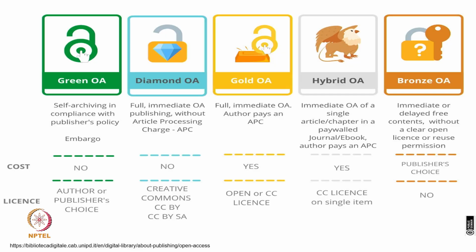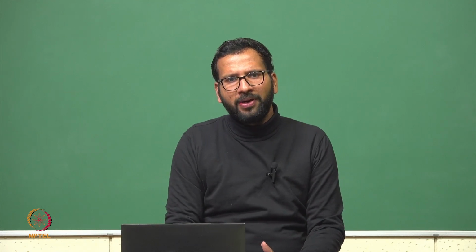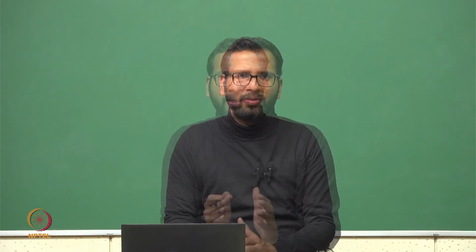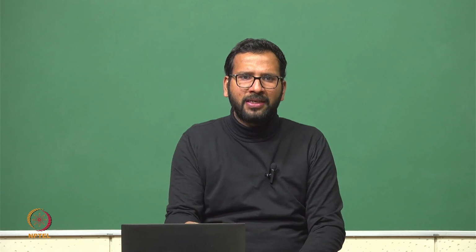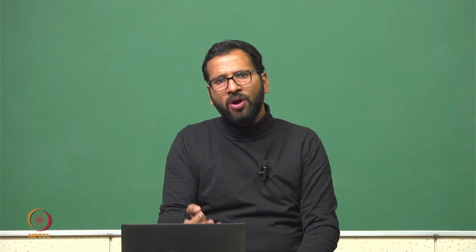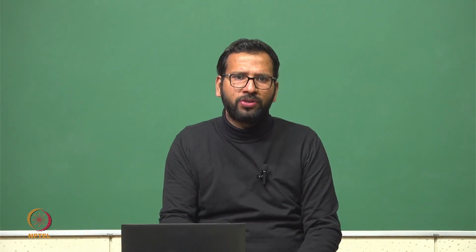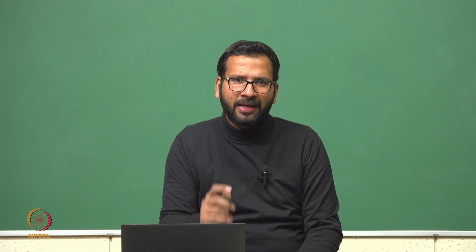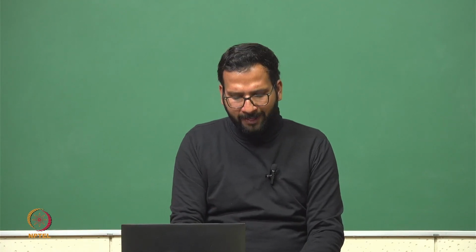So the next model is the hybrid model. The hybrid model is another model where the author can publish the article as open access in a paywall journal. The whole journal is not open access, so the journal is paywall, but the author can publish that article as open access, but the author has to pay the APC amount for publication of that article in that journal. It also uses CC licenses, but here the CC license is only for that article for which the author has paid the amount for publishing it in open access.